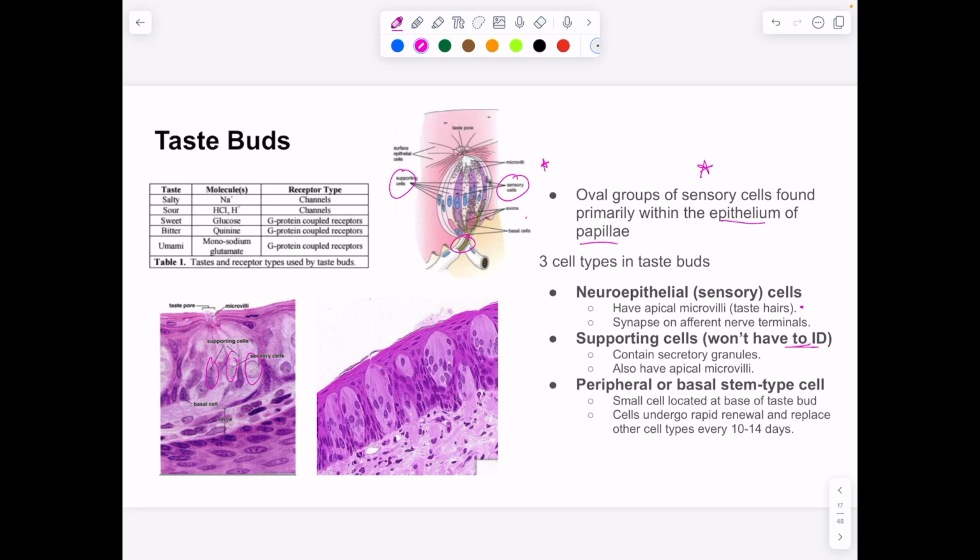In particular, we were told we wouldn't have to be able to tell the difference between these two because you can see they are hard to tell apart, and they both have apical microvilli. And then we have basal cells at the bottom, which you can see here, and they undergo rapid renewal and replace the other cell types every 10 to 12 days. Importantly, the sensory cells themselves have different receptors. So we have the ability to taste salty, sour, sweet, bitter, and umami based on sodium channels, hydrogen ion channels, glucose G-coupled receptors, quinine for bitter G-coupled protein receptors, and then monosodium glutamate for umami, also G-coupled protein receptors.